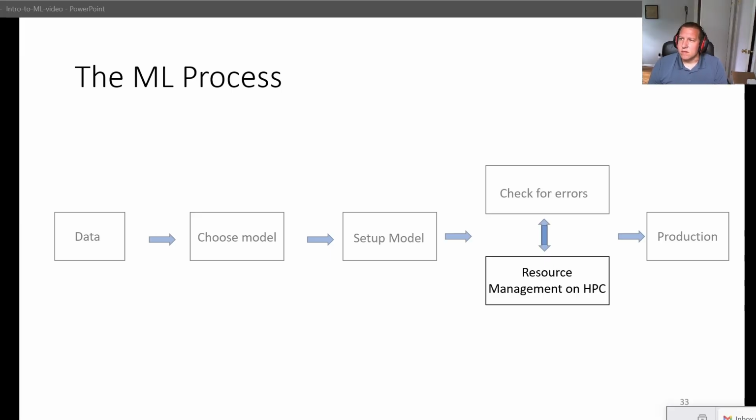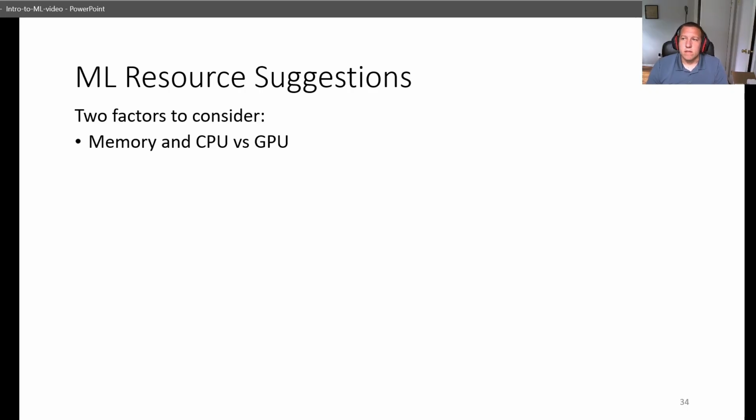Deciding the type of resources you want to use can be kind of complex. There are CPUs, GPUs, different memories, number of CPUs. It can be a big decision and part of the researcher process. Because of that, we have a number of different recommendations that we can offer to run your machine learning workflows on our systems. So there are really two factors to consider. It's how much memory do you need, and do you need a CPU or a GPU?